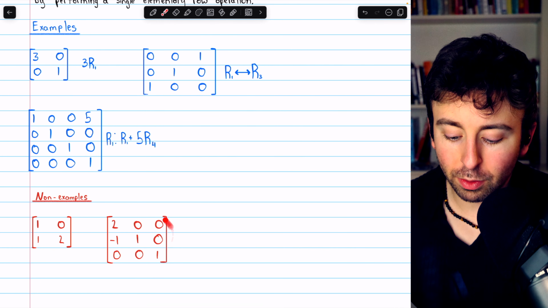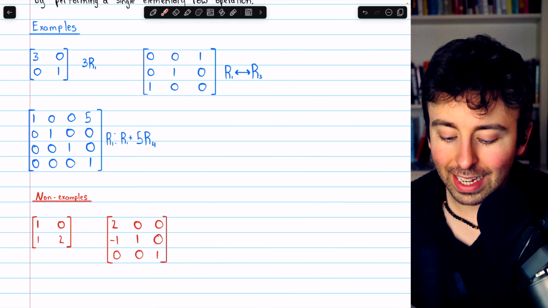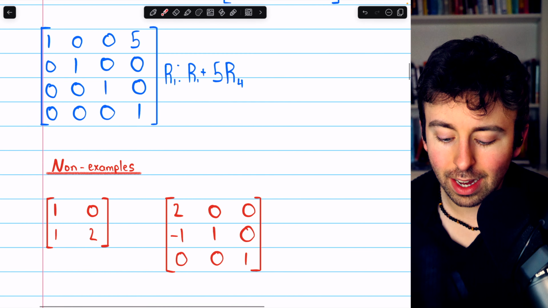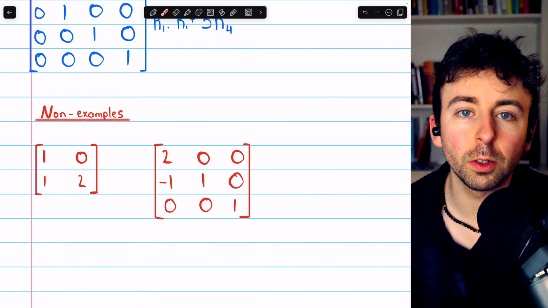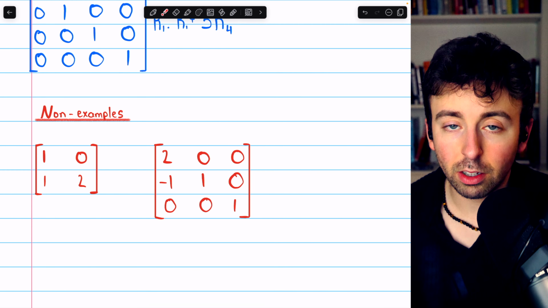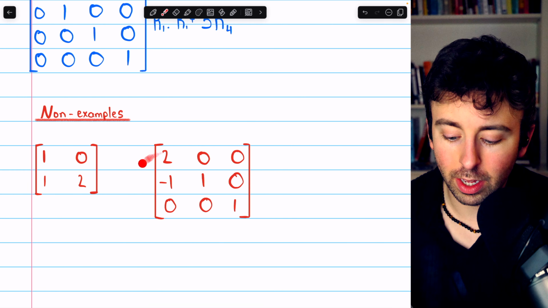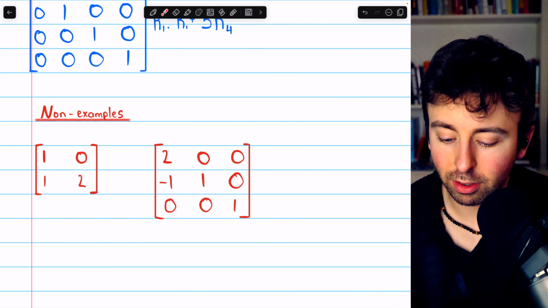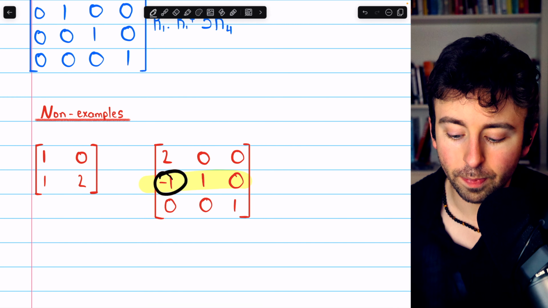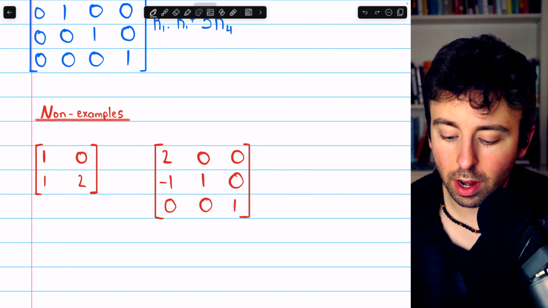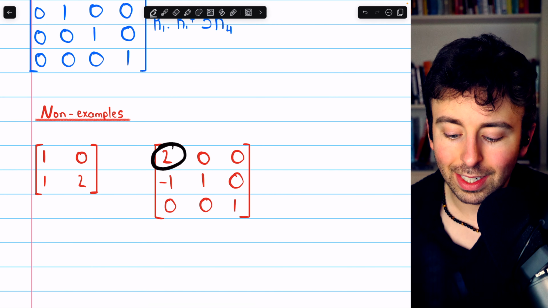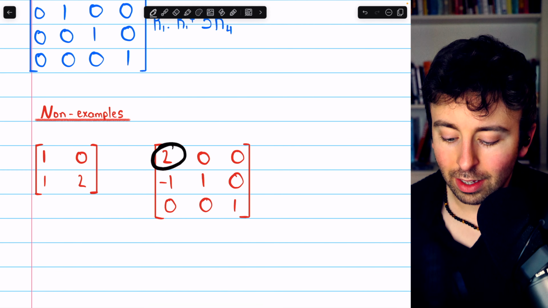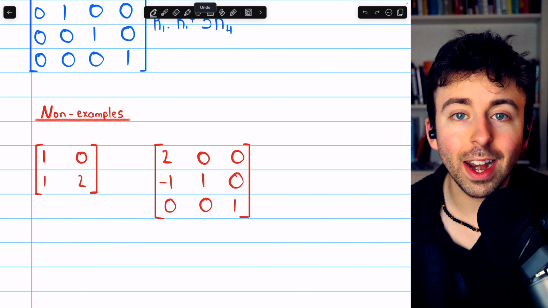This is another matrix which is not elementary. It cannot be obtained from the identity by performing a single row operation. We see that 2 row operations were necessary to produce this matrix. First, row 1 must have been subtracted from row 2 to get this -1. Then also, row 1 must have been multiplied by 2 to get that entry of 2. So this matrix is non-elementary.